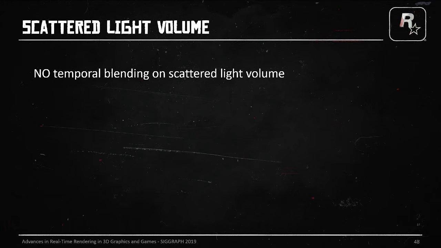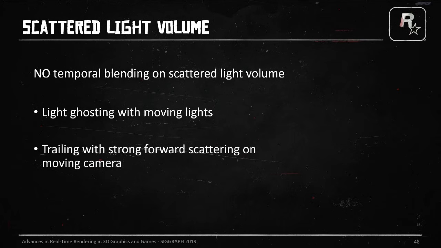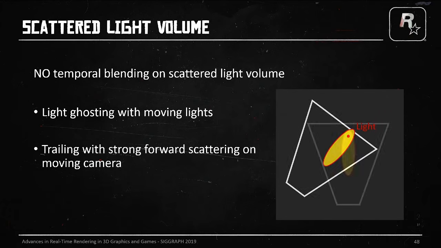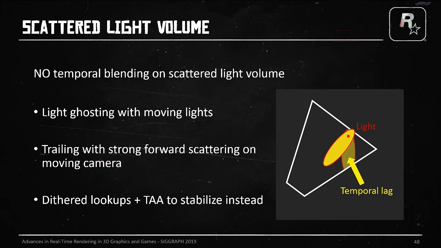Now we don't apply any temporal blending on the scattered light volume. This is to prevent light ghosting from not only moving lights, but also when the camera moves in strongly forward scattering environments. So if we look at an example, we have a light source like this, which scatters strongly towards the camera. In the next frame, the camera moved, the scattering behavior now changed the direction. But if we reproject that value, we'll introduce a temporal lag and overestimate the scattering intensity in that direction. Instead of this, we are relying on dithered lookups of the accumulation volume and use TAA to stabilize the final result.